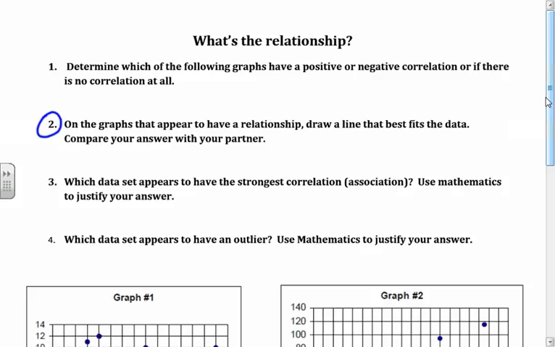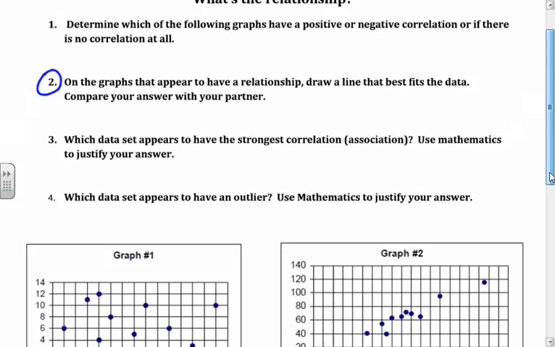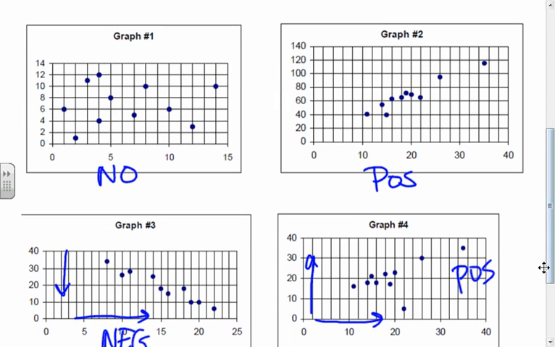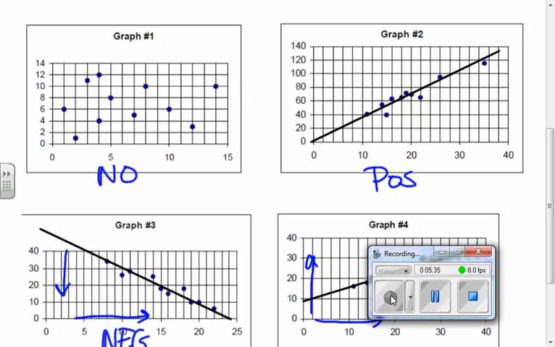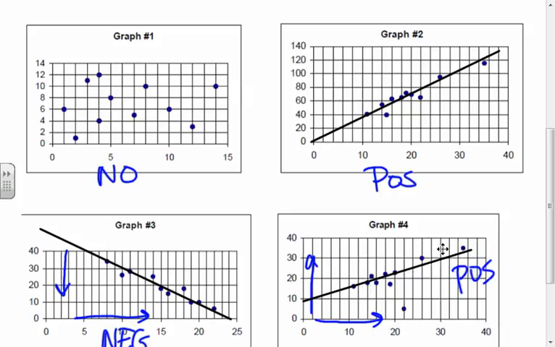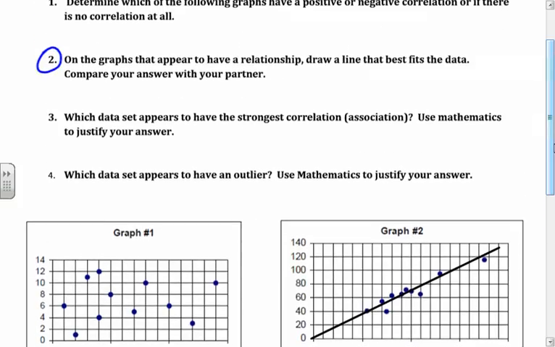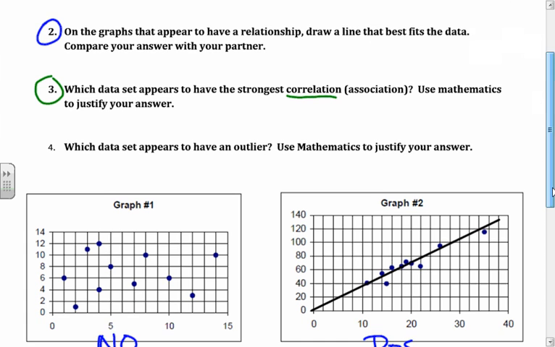On the graphs that appear to have a relationship, draw a line of best fit. Okay, I'm going to let you try and do that. Take something straight and draw what you think is a good line to represent that data. Okay, so here are my lines. Your lines might look a little different, but you should try to make sure there's about the same number of dots above and below the line. Now, number 3 says, which data set appears to have the strongest correlation? That means the dots are the closest to the line.